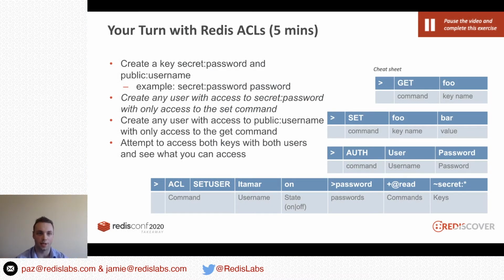Now that we've completed our ACL demo, it's your turn. I want you to pause the screen and complete this exercise. First, I want you to create a key with the name secret password and another key with the name public username. You can see here that we're namespacing as we've discussed earlier. Then I want you to create any user with access to these keys and only access to the set command. Then I want you to create another user with access to the other key, but with only access to the get command. Then attempt to access both keys with both users and see what you can do. Pause your video now, and then we'll review.